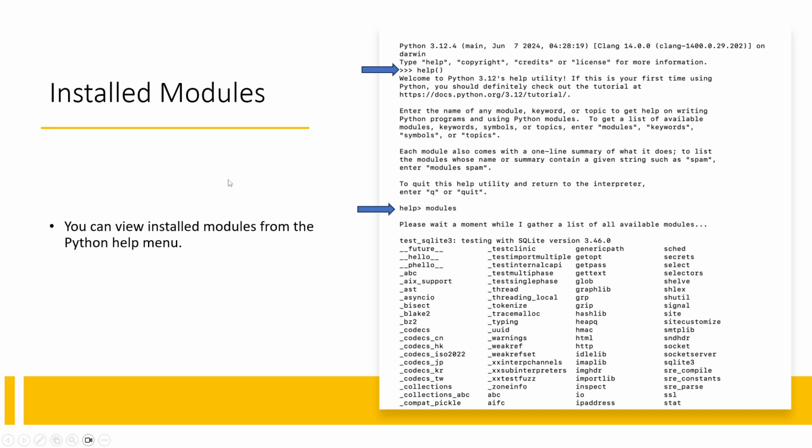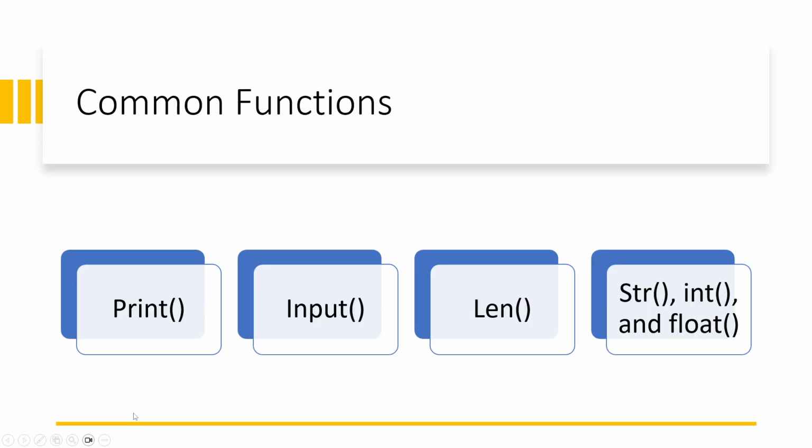So here we can look at the modules. From the interactive mode, if I type help, I go into the help menu of Python, and then I can view all the modules. These are all the modules that come built in with Python. This is not the complete list, just a couple of pages of the built-in modules that you can use. Some of the common functions are the print function, the input function, the length function, and the conversion functions: string, int, and float.